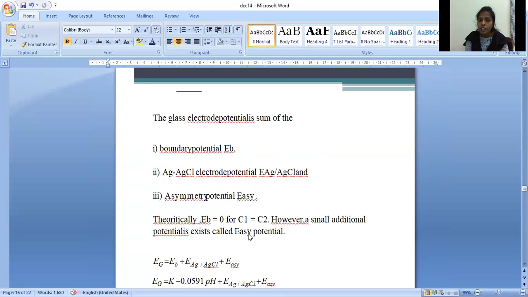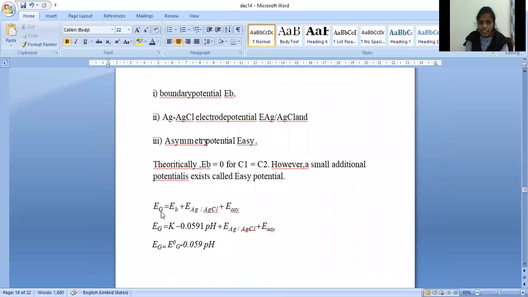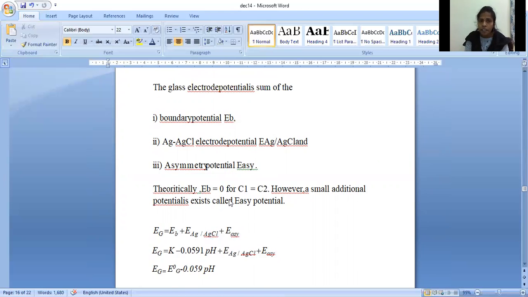Then a small additional potential exists, called the asymmetric potential. When C1 is equal to C2, EB will not equal 0 because small additional potentials are added. Those small additional potentials are called asymmetric potentials. So we write EG is equal to EB, that is the boundary potential, plus the silver chloride electrode potential, plus E asymmetric. But here we know what EB is.